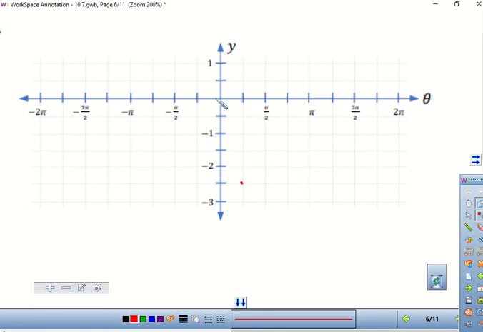So this is going to be at 0, -2, because that's what the table tells me, right? Pi over 4, between 0 and pi over 2, is going to be -1.5. So right here. And then at pi over 2, it's at -2. At 3 pi over 4, which is between these two, it's telling me -2.5. And then at pi, it's at -2.